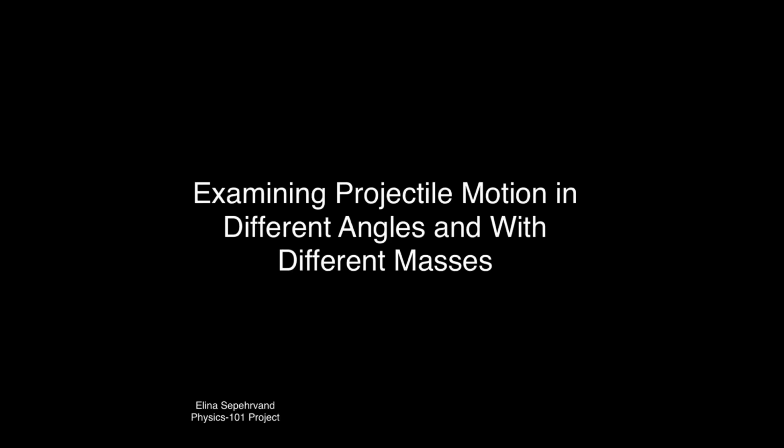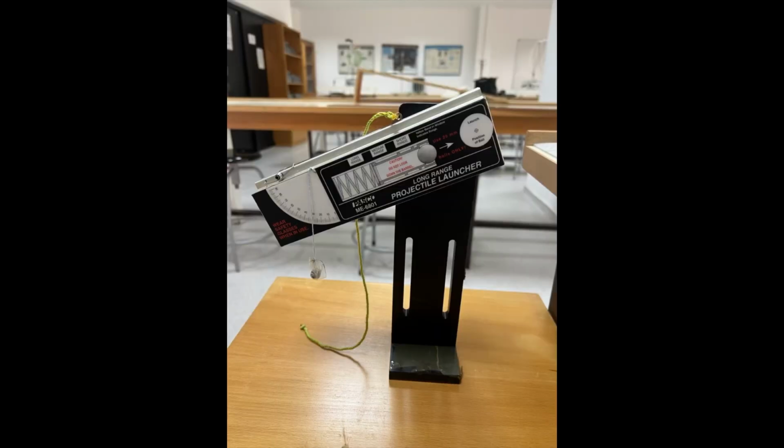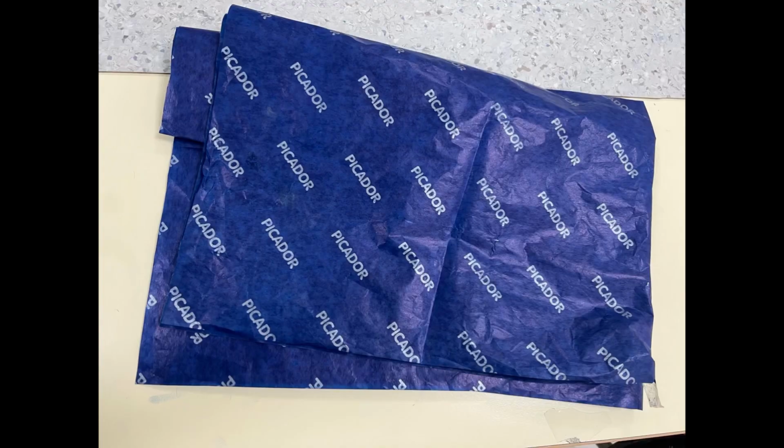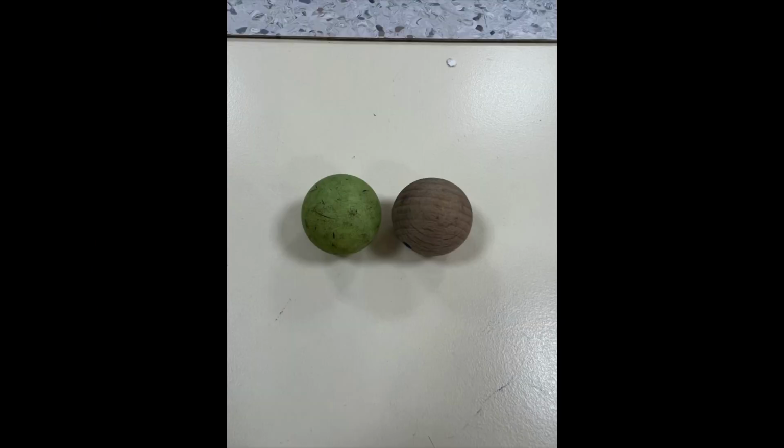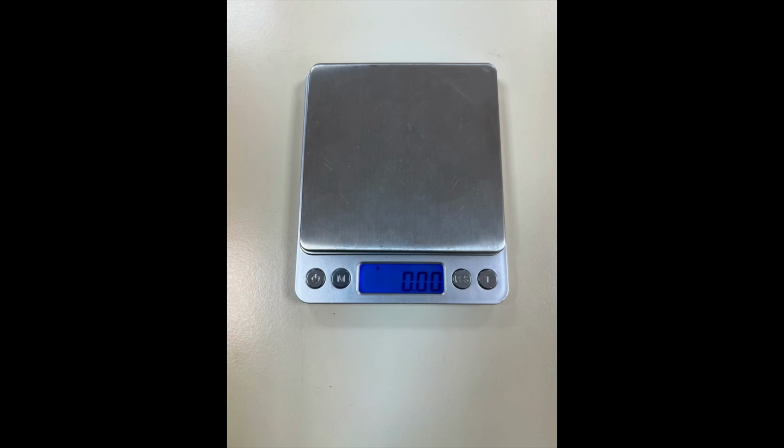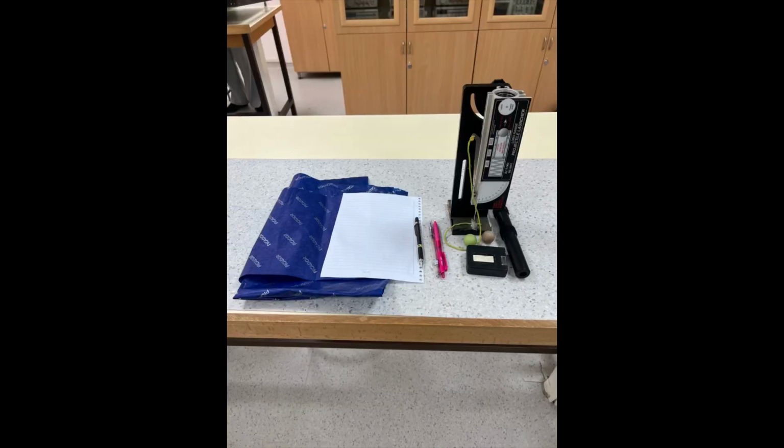This is my Physics 101 experiment. In this video, I'm going to examine projectile motion launched at different angles with different masses. To be able to lead this experiment, we need a projectile launcher, some carbon paper, projectiles or masses with different weights, both heavy and light. We also need a scale, tape measure, ordinary paper, and pens to record.